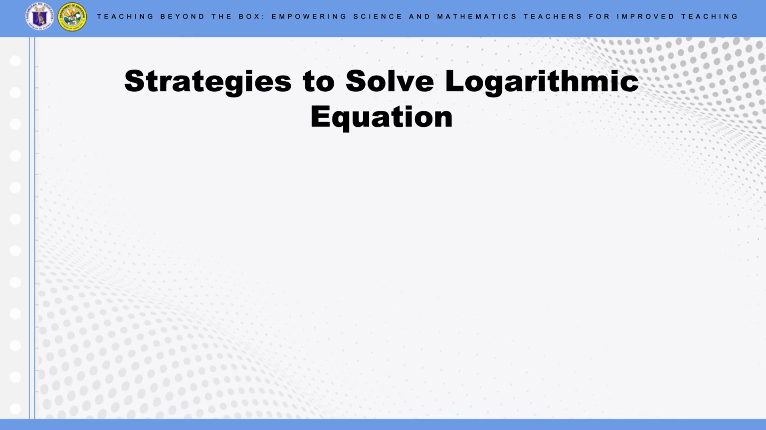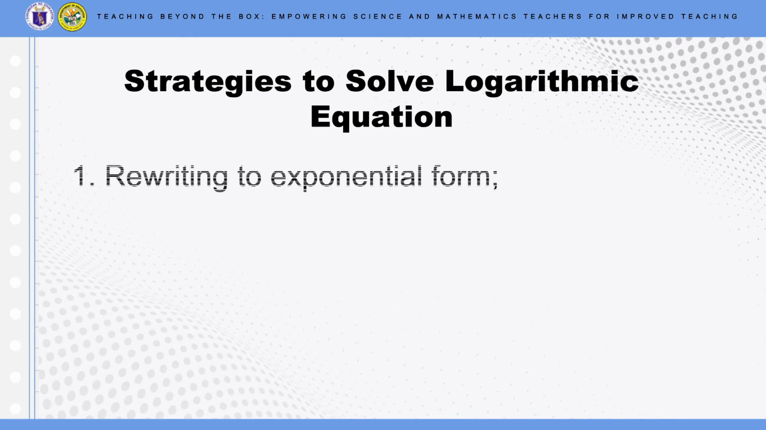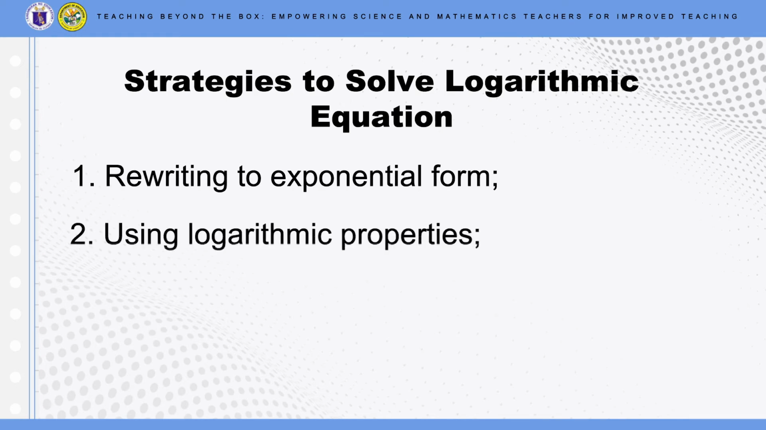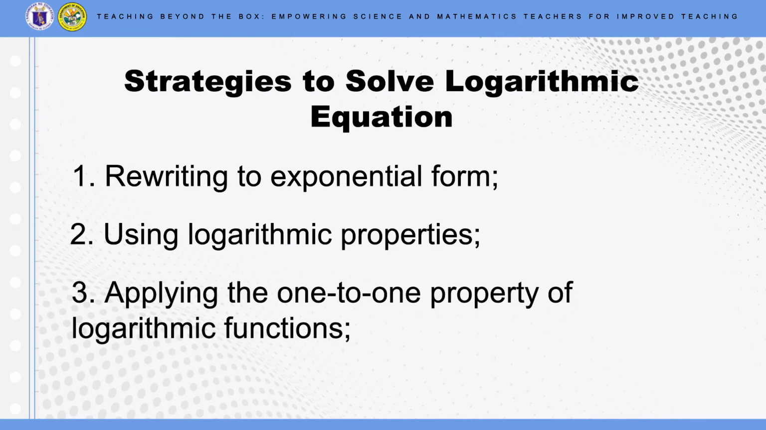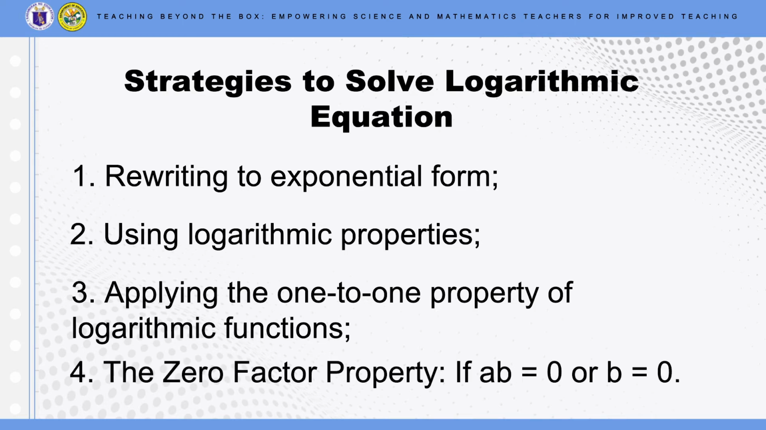Let's proceed with the strategies to solve logarithmic equation. First, rewriting to exponential form. Second, using logarithmic properties. Third, applying the one-to-one property of logarithmic functions. Then fourth, the zero factor property. That is, if AB equals 0, then A equals 0 or B is equal to 0.